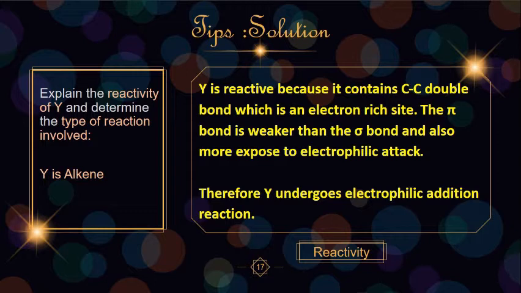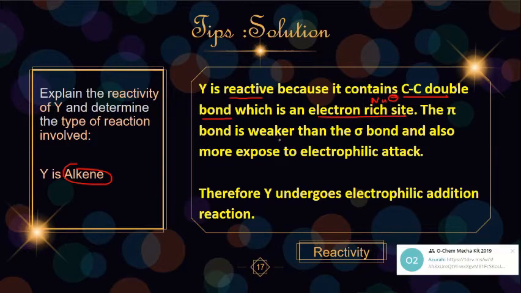Explain the reactivity of Y and determine the type of reaction involved. Y tadi, as you can see from the question, dia dah mention itu adalah unsaturated. Dia adalah alkene. Alkene is reactive compared to alkane. Why? Sebab dia ada carbon-carbon double bond. Carbon-carbon double bond ni dia ada sifat electron rich side, nucleophile side, the pi bond rather than the sigma bond. So dia akan exposed to the electrophilic attack.